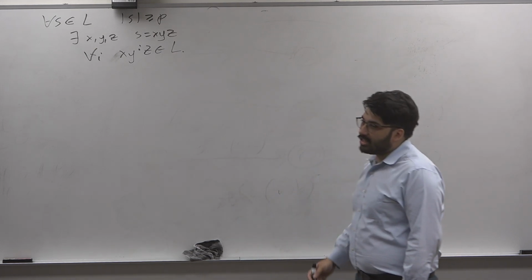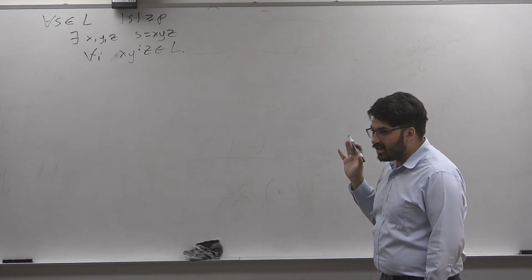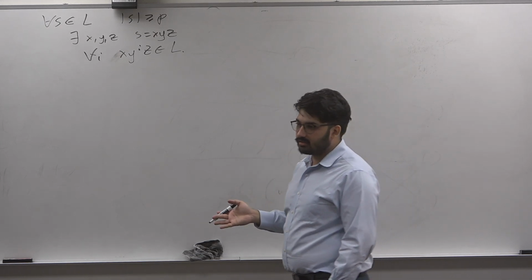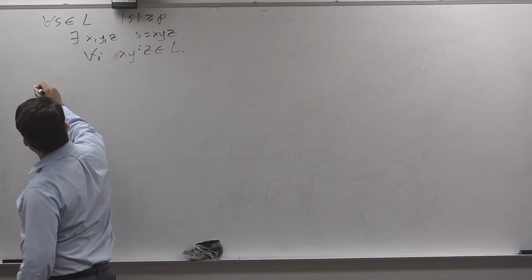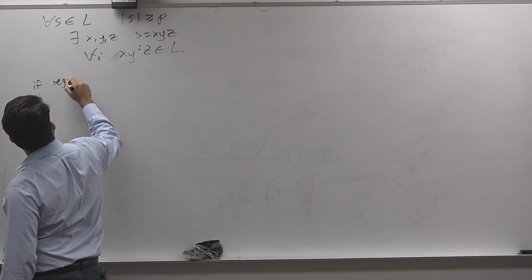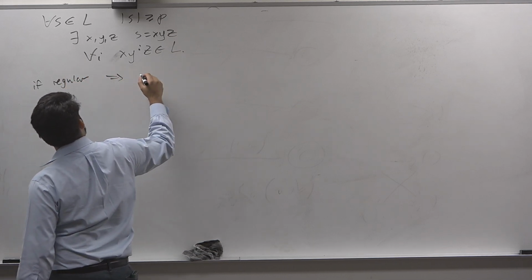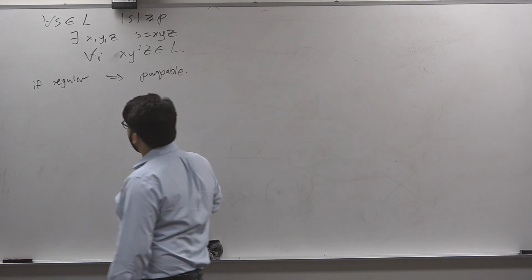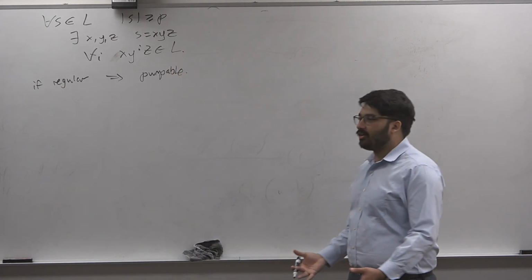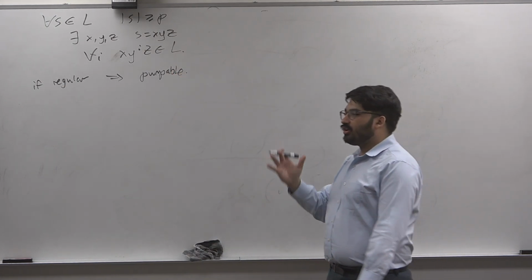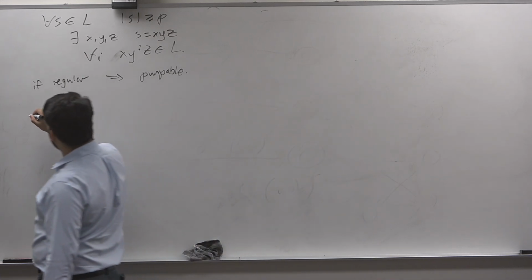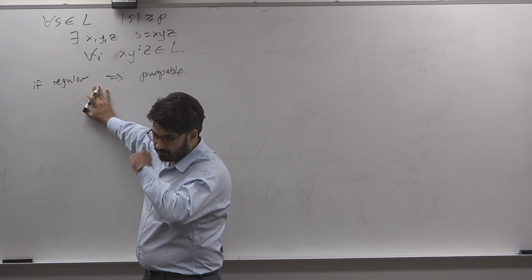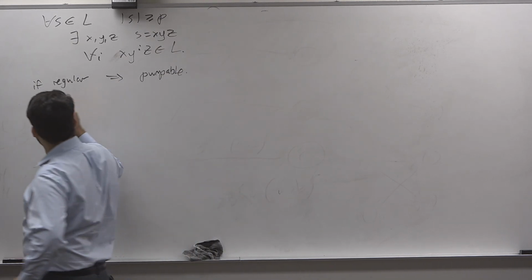So we can say, if a language is regular and it contains a string of length greater than or equal to P, then this holds, right? So if regular, then that means pumpable. We don't really care to show that a regular language is pumpable. We prefer to show the opposite. What is the contrapositive of this statement? If it's not pumpable, it's not regular.